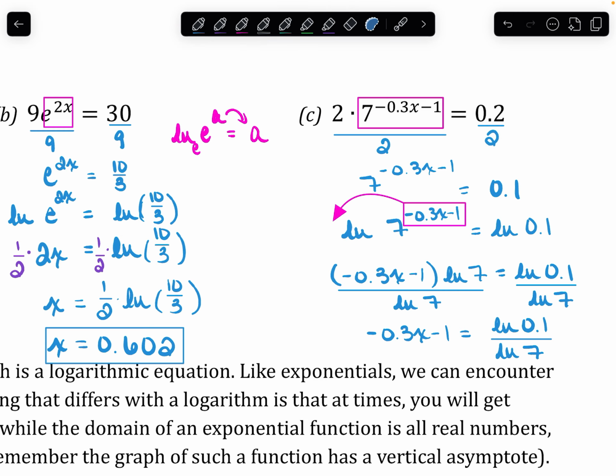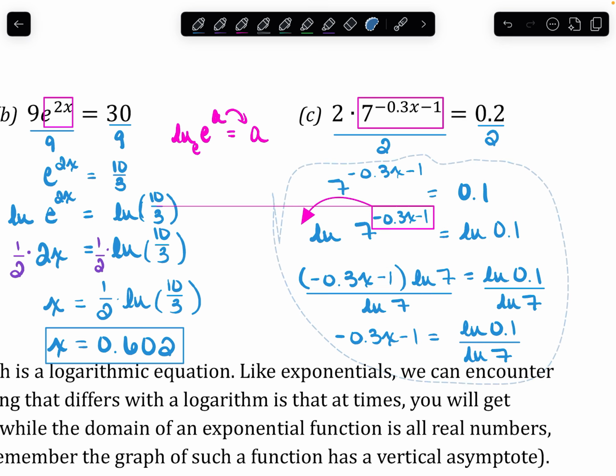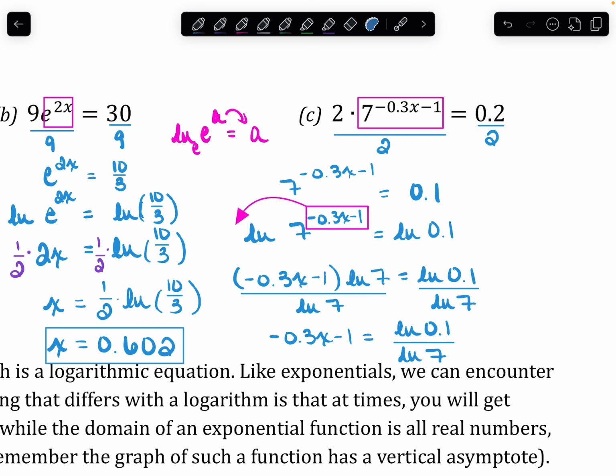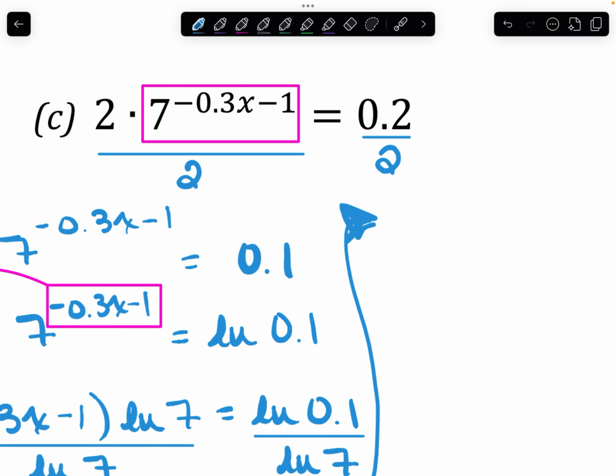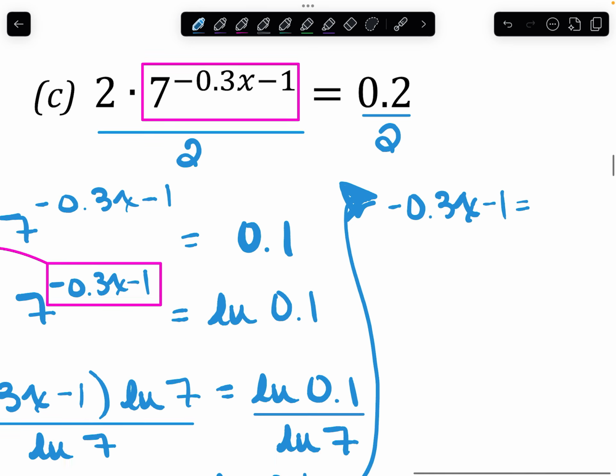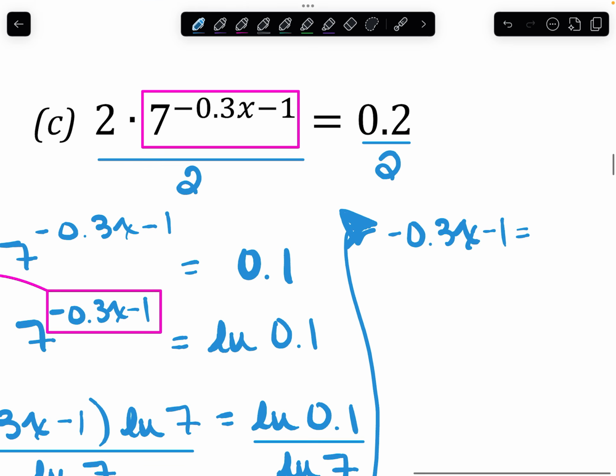And look at that, I'm out of room. So we're going to scooch. Oops, took my 2 with it. I'm going to scooch this way just a little bit, and then I'm going to scooch this that way just a little bit more. I'm going to put a line in here to separate it, and then I'm going to continue working. I'm going to go up here. That's my little terrible arrow. All right, so I'm going to copy that down. We've got the negative 0.3x minus 1 equals, and then we're going to squeeze this ln 0.1 over ln 7 in.